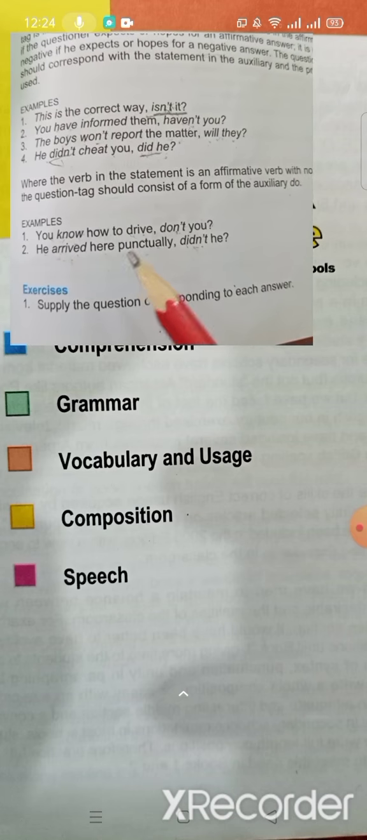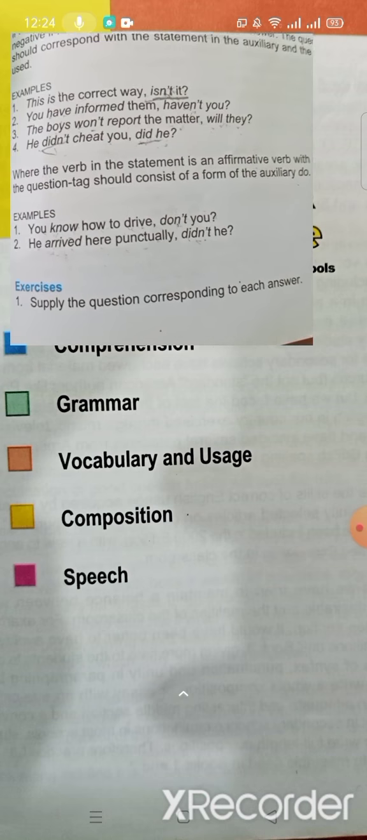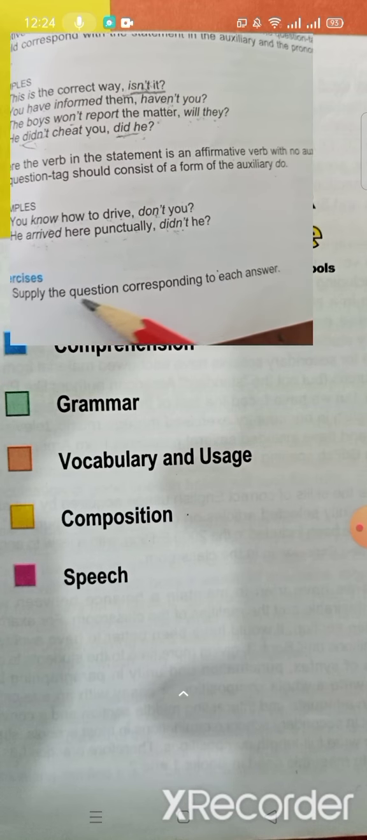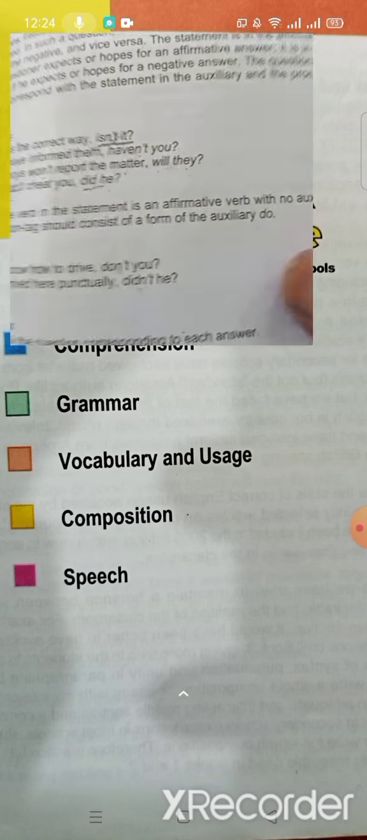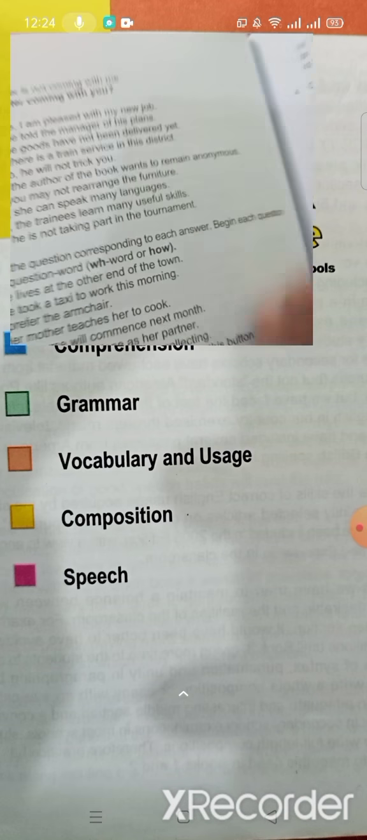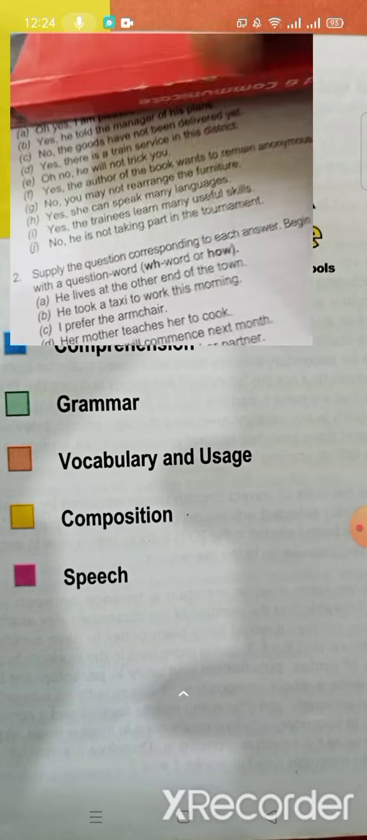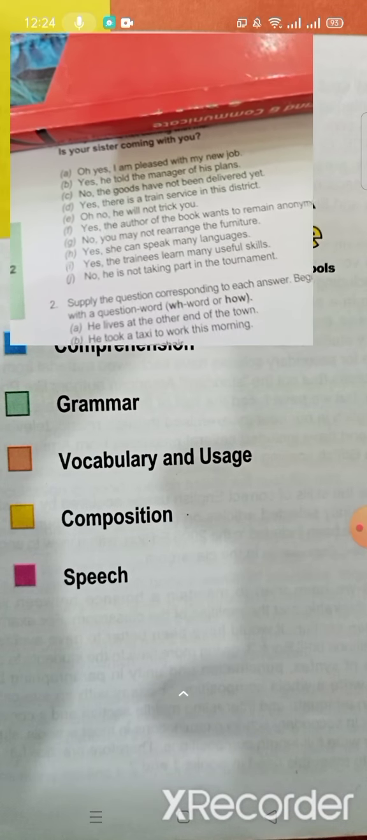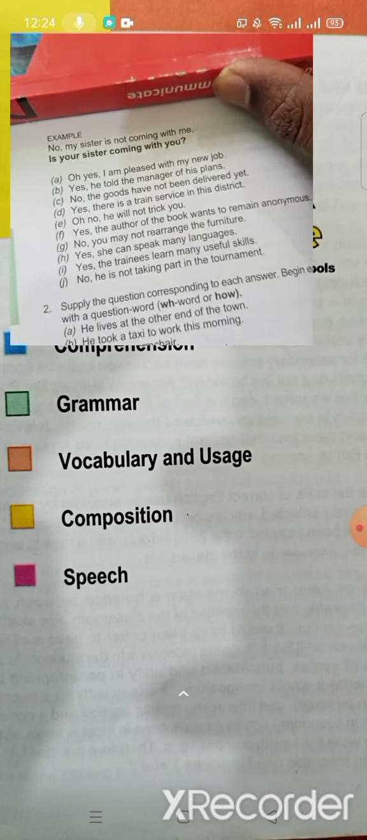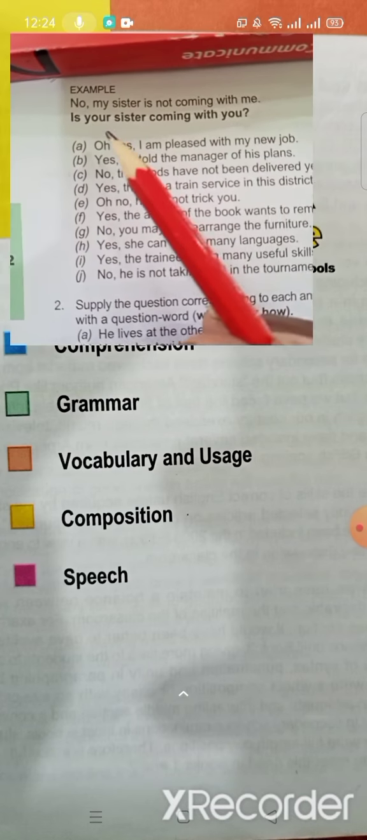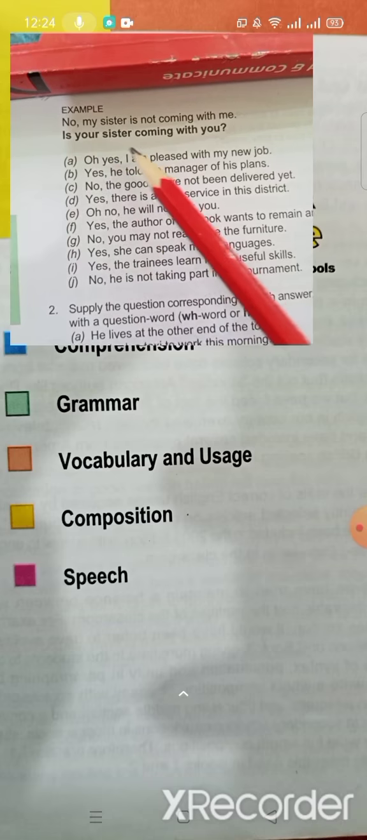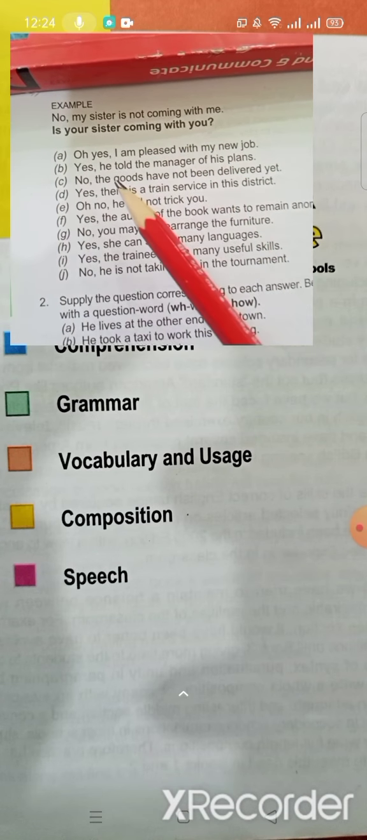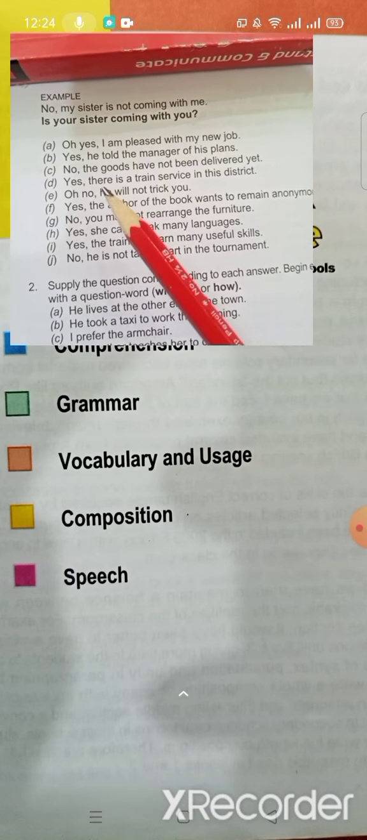So hopefully you guys have understood. Let's see the exercise. Exercise 1: supply the question corresponding to each answer. Let's turn over the page. As you can see in the example: No, my sister is not coming with me. The question is: Is your sister coming with you? So you have to make the questions first.